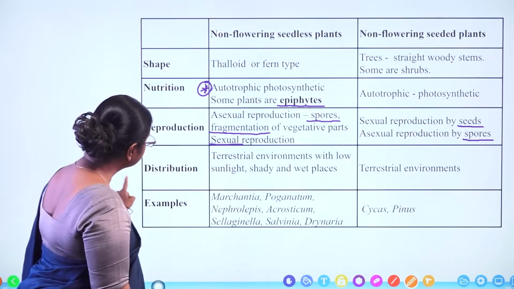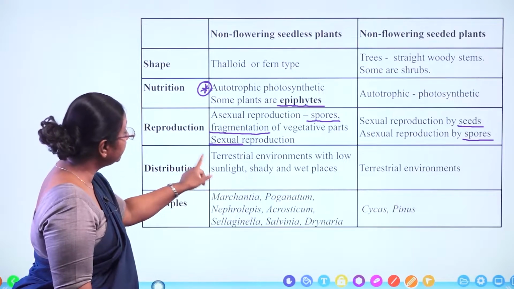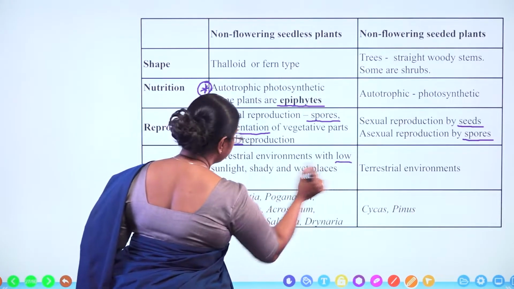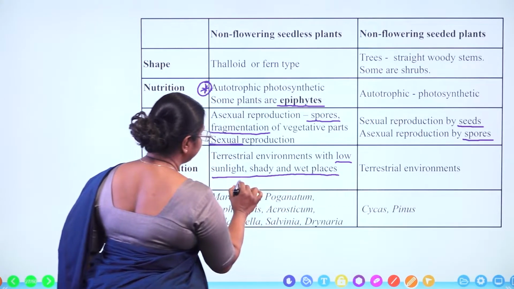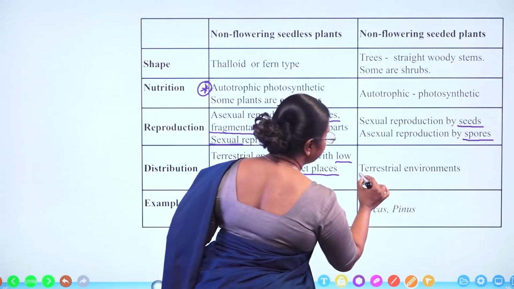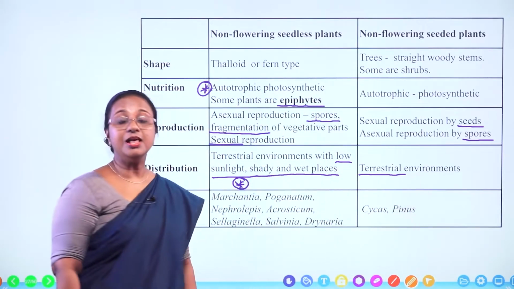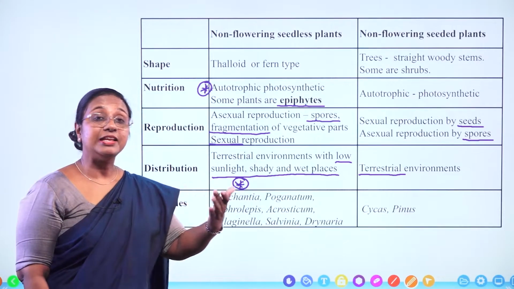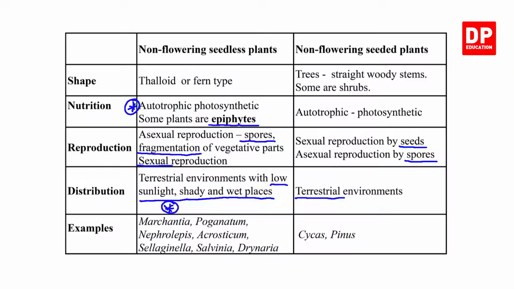Then if we look at the distribution, here of course terrestrial environment, but with low sunlight, shady and wet places. That is important. Whereas here we just normally say terrestrial environment. So again you can understand the similarity and the difference. So examples for non-flowering seedless plants without seeds.